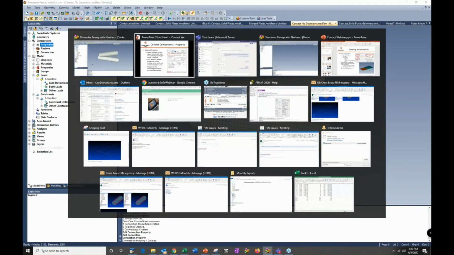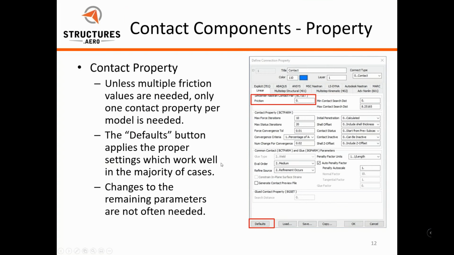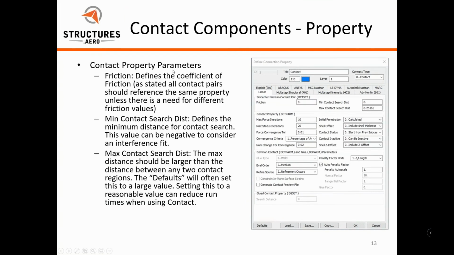All right, defaults button. Changes to these remaining parameters are not often needed, but sometimes you do want to change them. The friction value, of course, just defines a coefficient of friction. It's a value we look up in a table between two materials in contact with one another, usually. The minimum contact search distance is most often 0. This can be negative to consider an interference fit, so that's kind of a special case of doing a linear contact. The max search distance, I just mentioned that, should be larger than the distance between any two contact regions. If you have a gap between two regions that is 100 thousandths and your search distance is 50, it is not likely to find that connection.